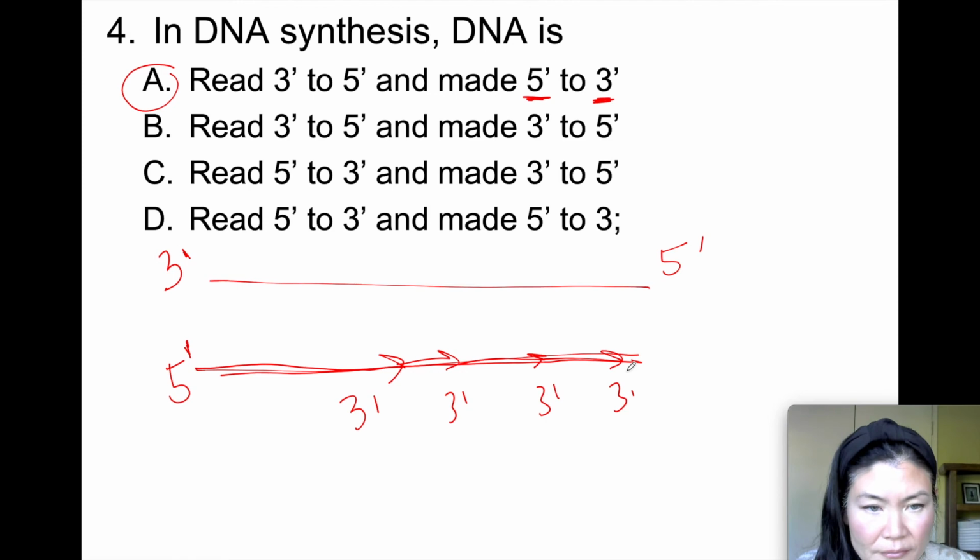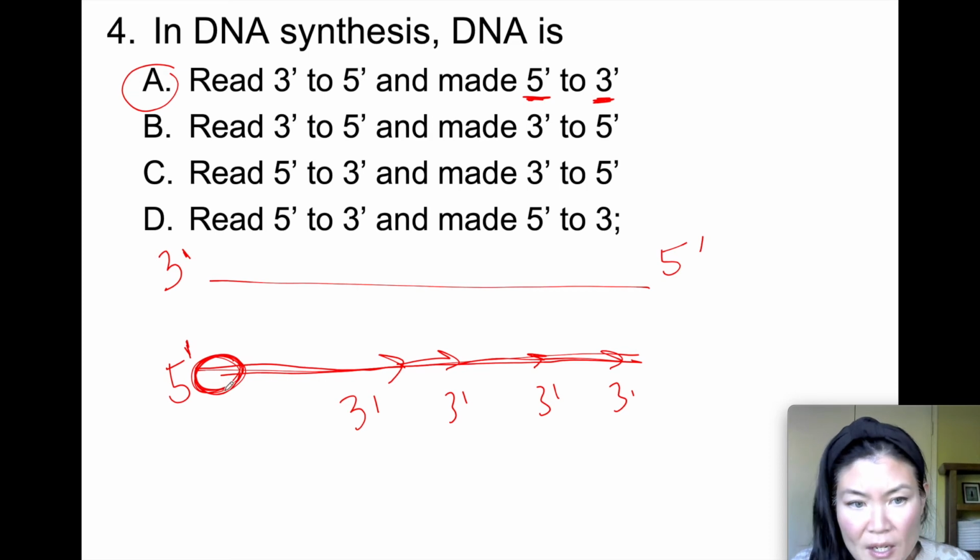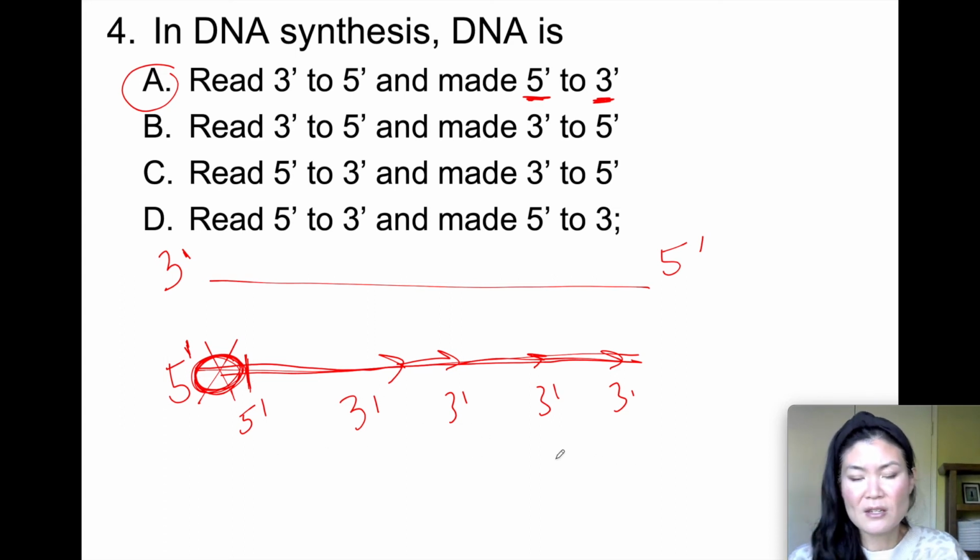Okay? And so if this is our primer, can it be replaced? No, it cannot. Once DNA polymerase 1 comes in and removes the primer, it cannot add DNA to that section. And so this would be the new 5' end. It's shorter. The DNA strand is shorter.